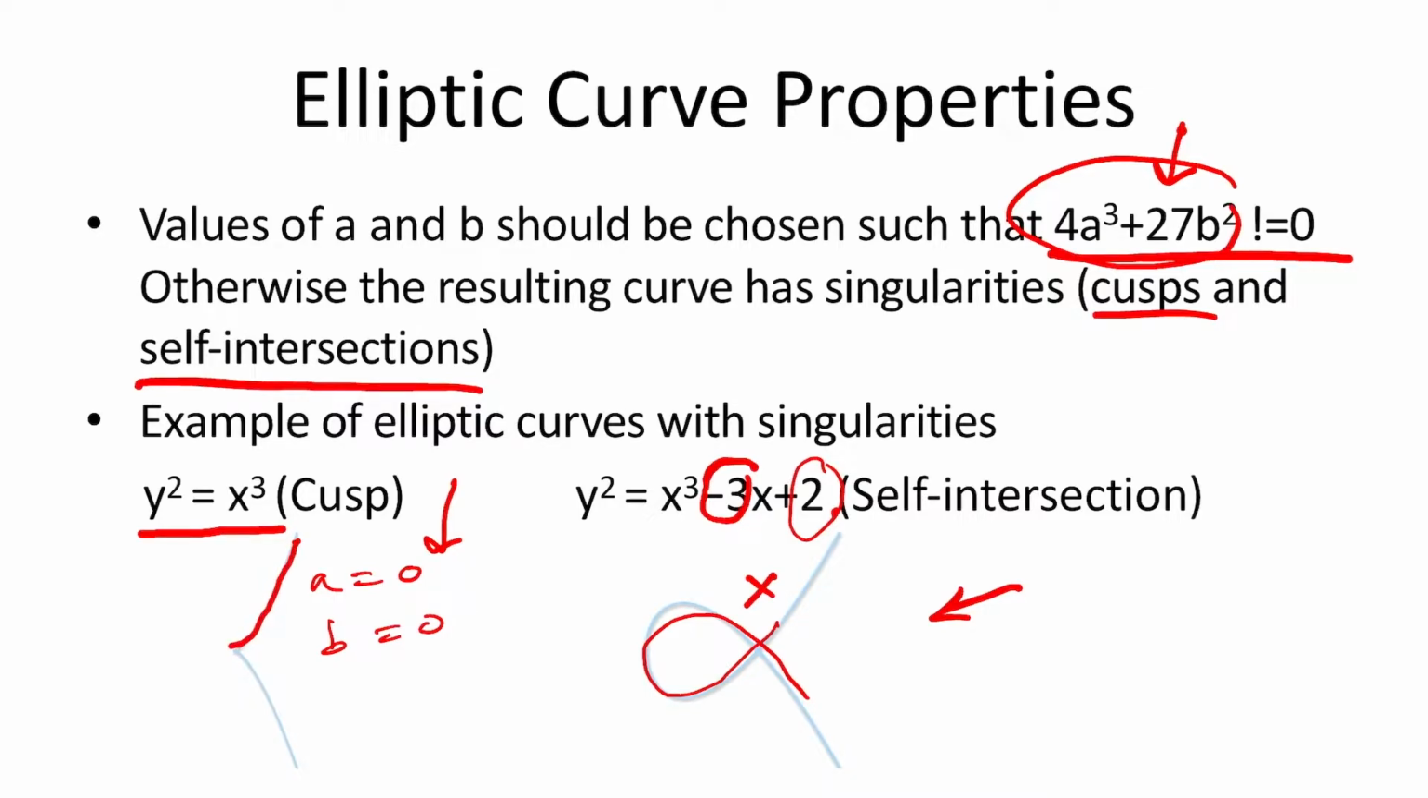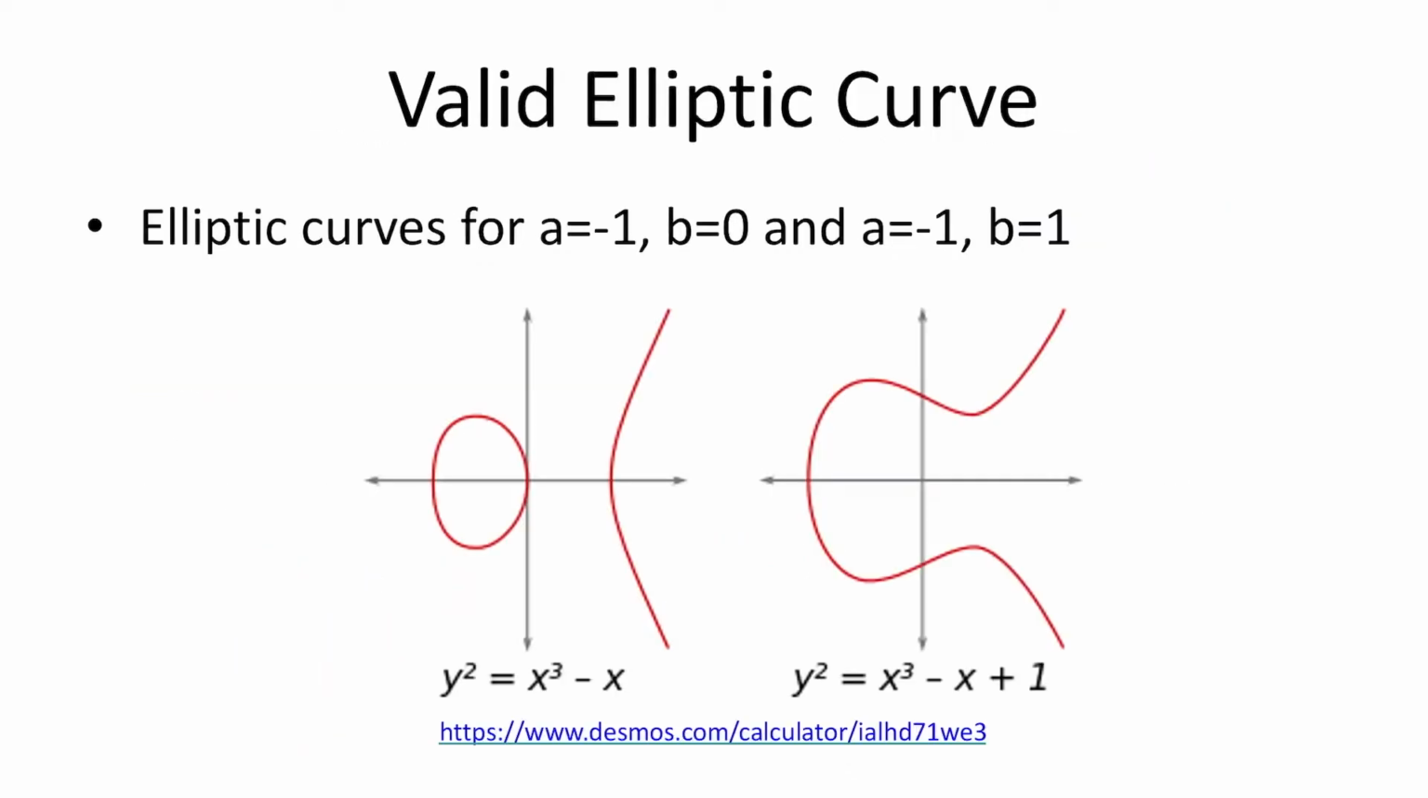Similarly, we have this first graph which is a cusp, which means that it meets itself at a point. So this is also not allowed. And we cannot use an elliptic curve with singularities because it causes issues with point addition arithmetic, which I will discuss in a bit. So here are some examples of valid elliptic curves.